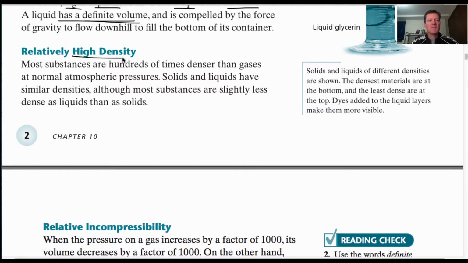How about density? Liquids have a relatively high density. What does that mean? It means that particles are pretty tight. They're pretty close together. Okay? Solids and liquids, we'll talk about solids in a little bit, have similar densities, although most substances are slightly less dense as liquids than solids. It just means that solids and liquids, the particles are packed pretty close together.